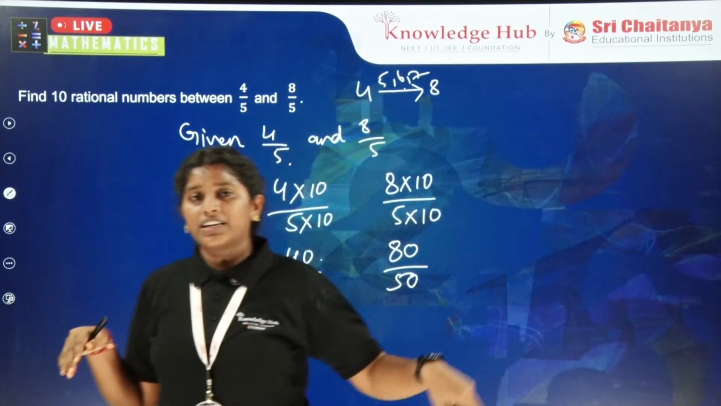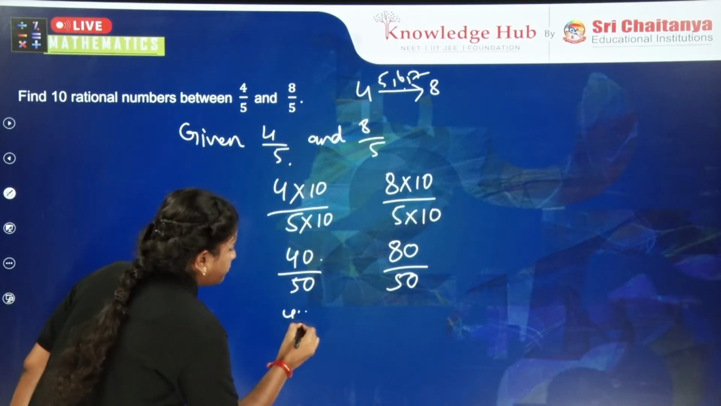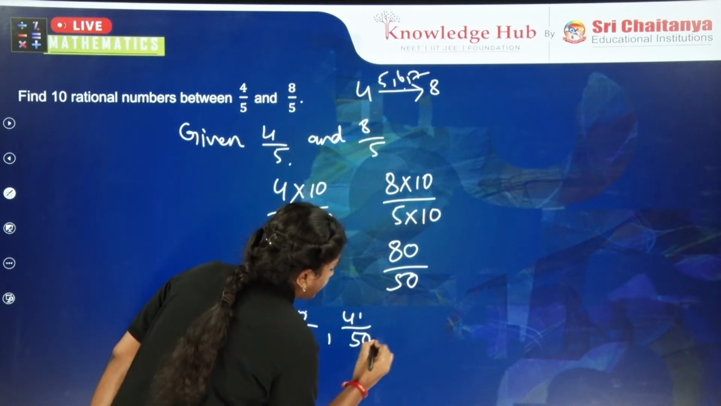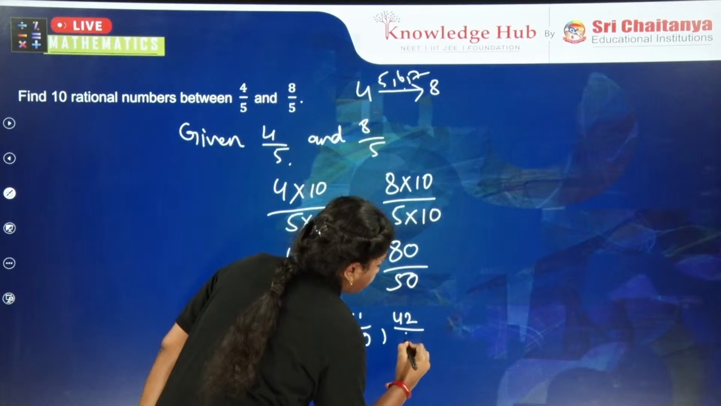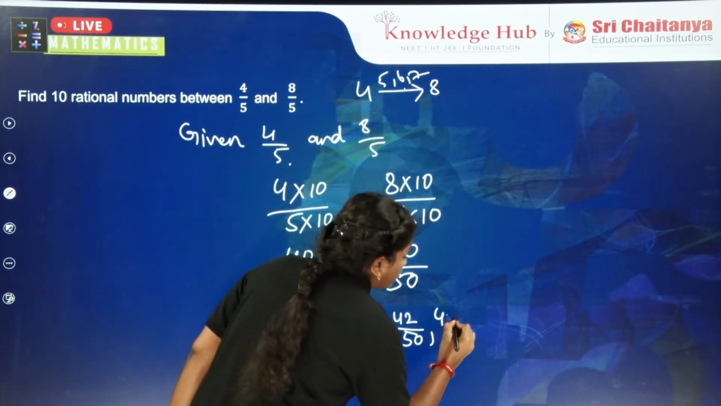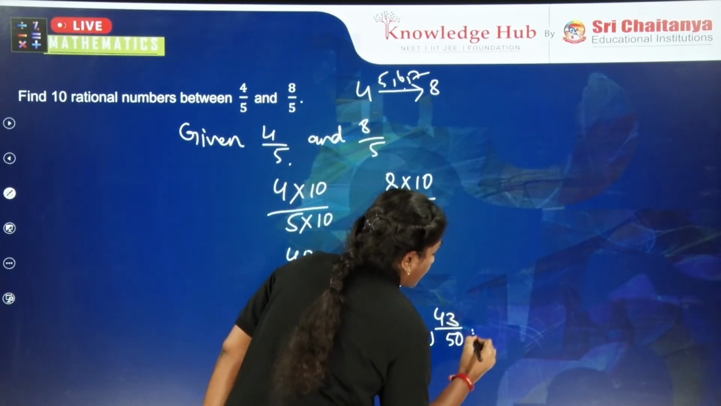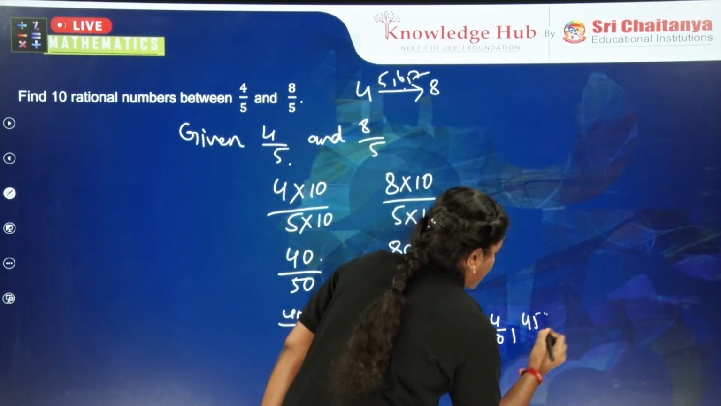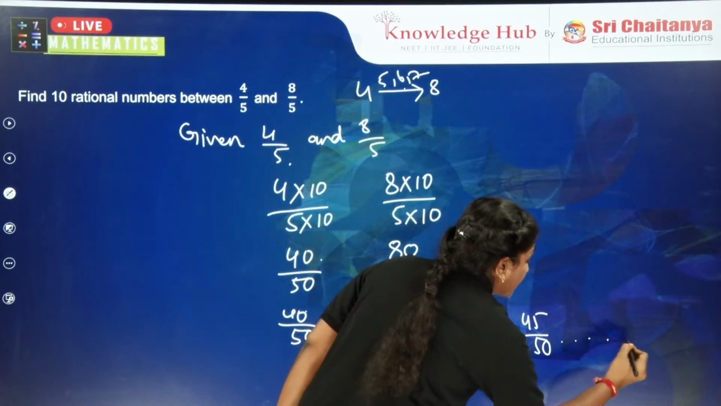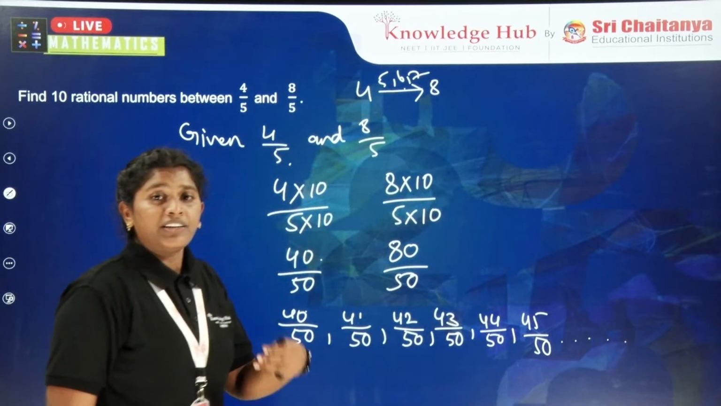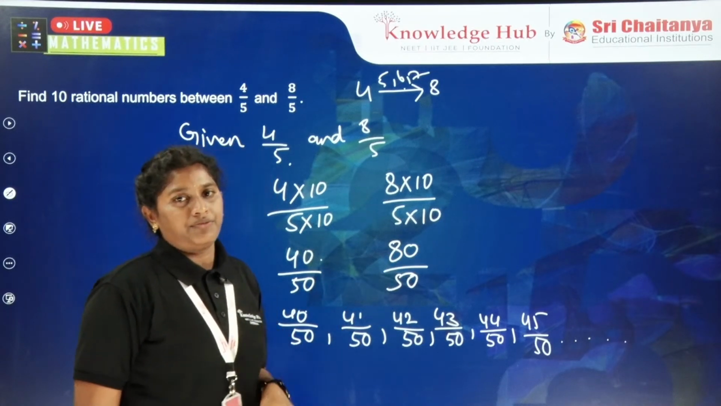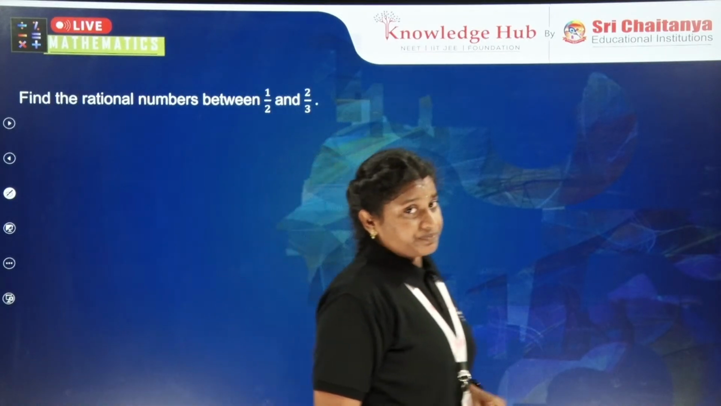So you can take your first rational numbers like your 40 by 50, 41 by 50, 42 by 50, 43 by 50 and 44 by 50, 45 by 50. Like that you can take your 10 rational numbers or infinite rational numbers between your 40 by 50 and 80 by 50. Now let's solve the next one.